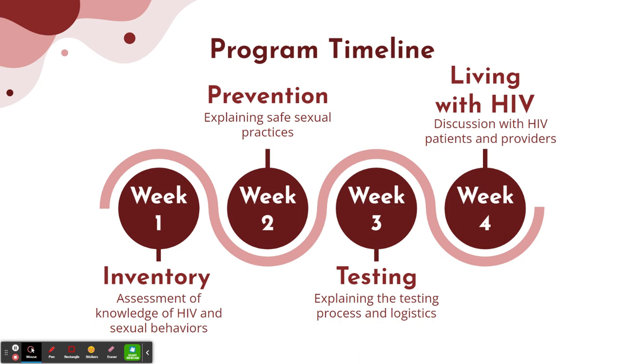Week 2 focuses on prevention and safe sexual practices. Week 3 is testing, which emphasizes getting tested for HIV, the timeline of when to get tested, and where to get tested. Week 4 is living with HIV: discussion with people who have the disease and how their life was impacted by it, and also HIV providers, and one of the best ways to maintain a positive HIV status, including what undetectable means and other terminology.